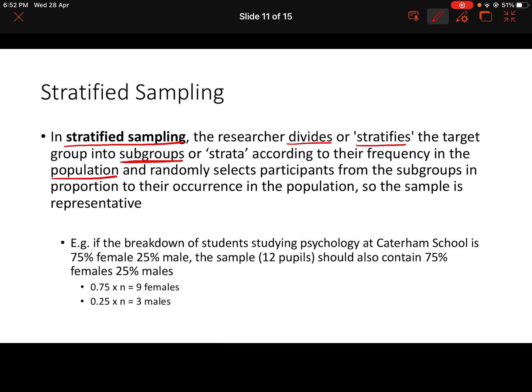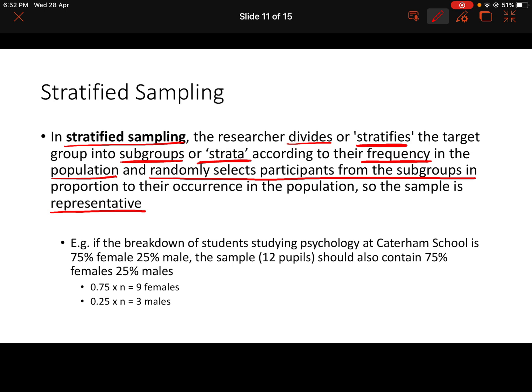So let's just go back to our definition. Stratified sampling, the researcher stratifies the target population into strata by calculating the frequency that that subgroup occurs in the population. We then randomly select those participants from those subgroups in the same proportions so that the sample is representative.